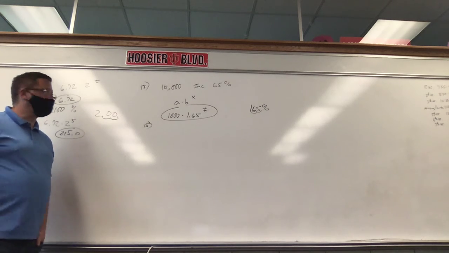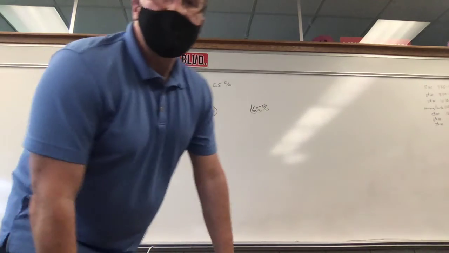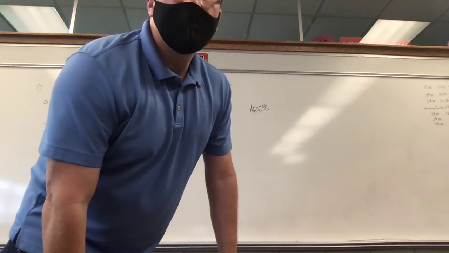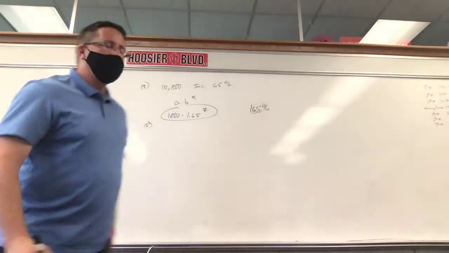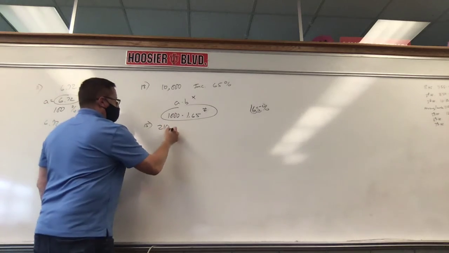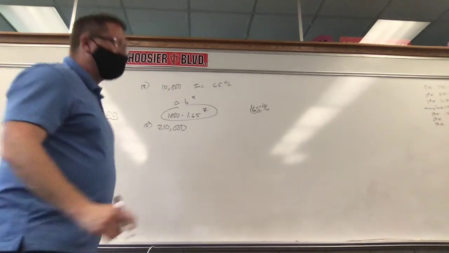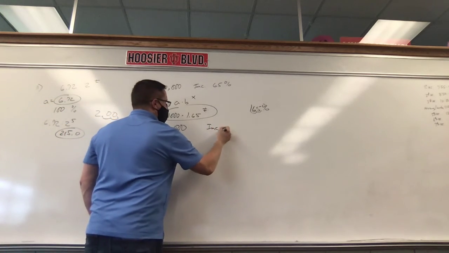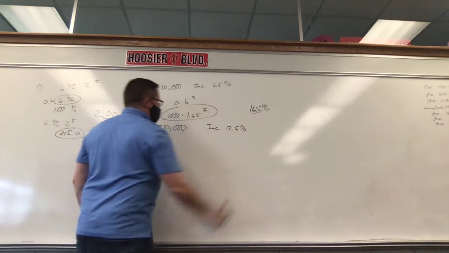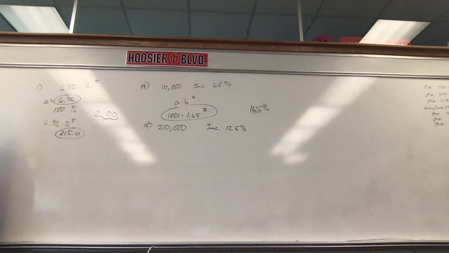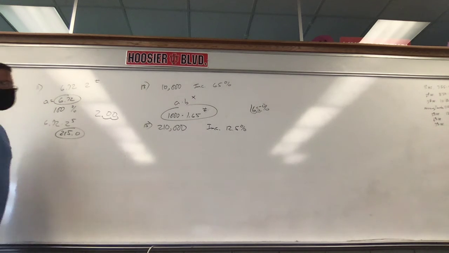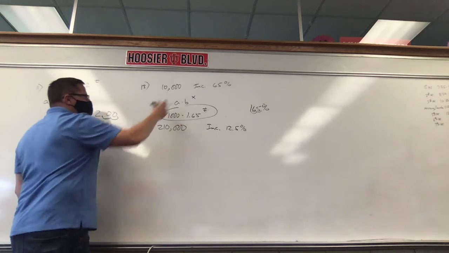Okay. Let's look at 15. 210,000 people. This time I'm talking about people. 210,000 people, and it's increasing 12.5%. Is this a week, years? It really doesn't matter. In a certain time period, every year, every 10 years, it doesn't matter, whatever T represents. So what's A in this case? What are we starting with?